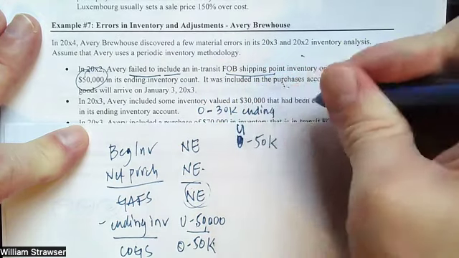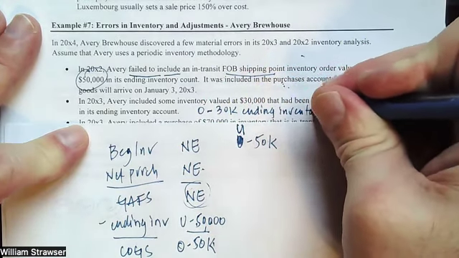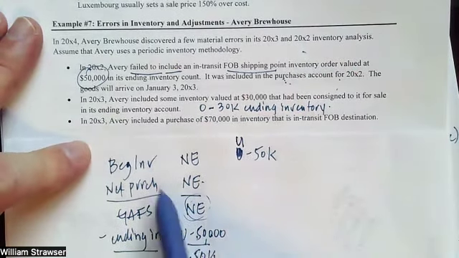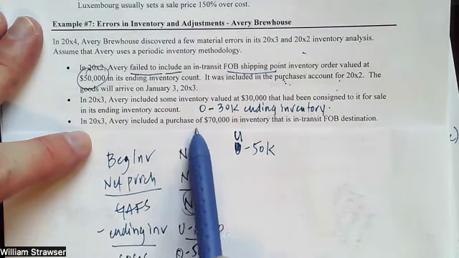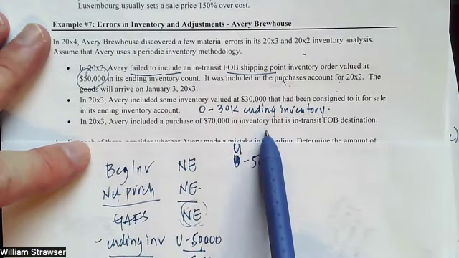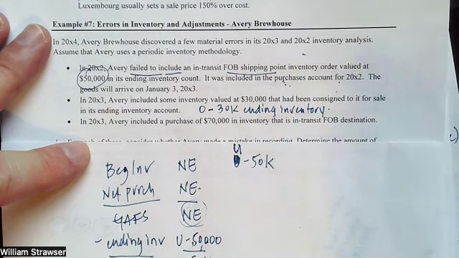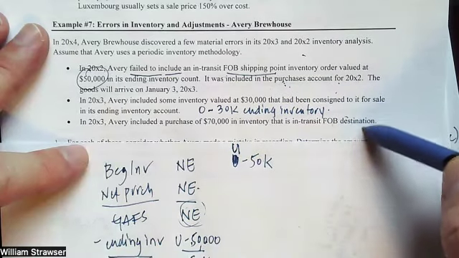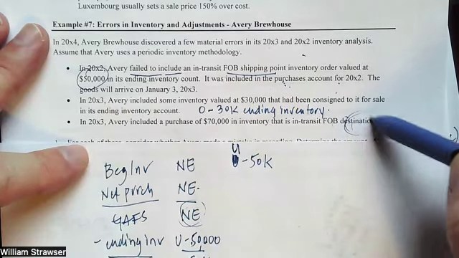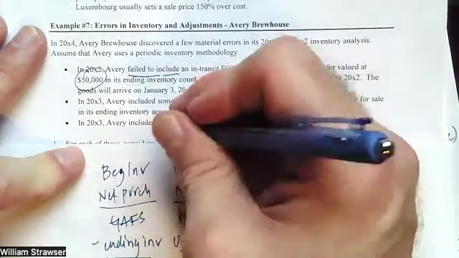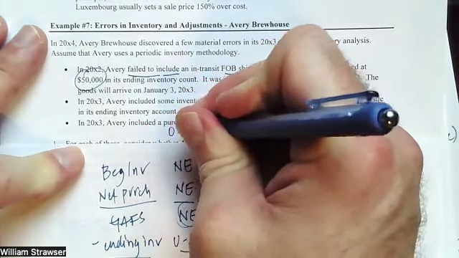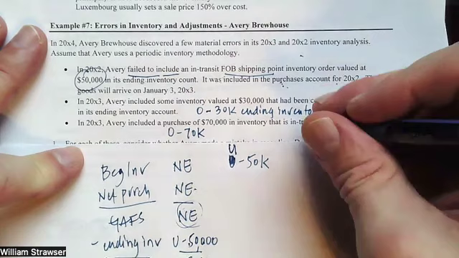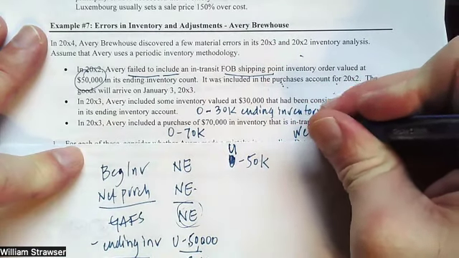It doesn't mention a purchase. We'll assume not recorded as a purchase. In 20x3, it included a purchase of $70,000 in inventory that is in transit FOB destination. It hasn't come to us yet. So it's destination. That means we don't have title to it yet. We should not have included this purchase. We overstated purchases by 70,000. If it's not at our destination, assuming we did not count it, we did not include it.